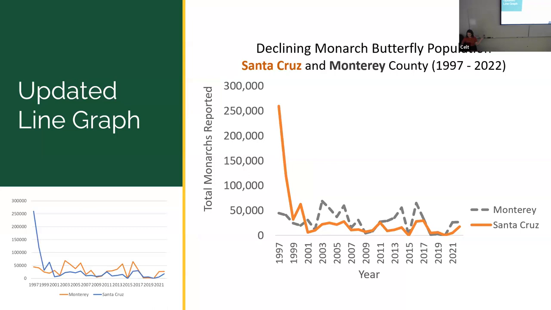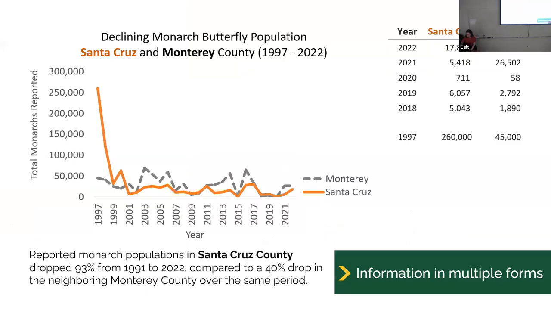Here's our before and after. Confusing, yes, no titles. And now it's much easier to see the overall message. And of course, knowing that this graph takes place in a larger context, maybe we also have a text description that Santa Cruz County had a drop in populations of 93%.